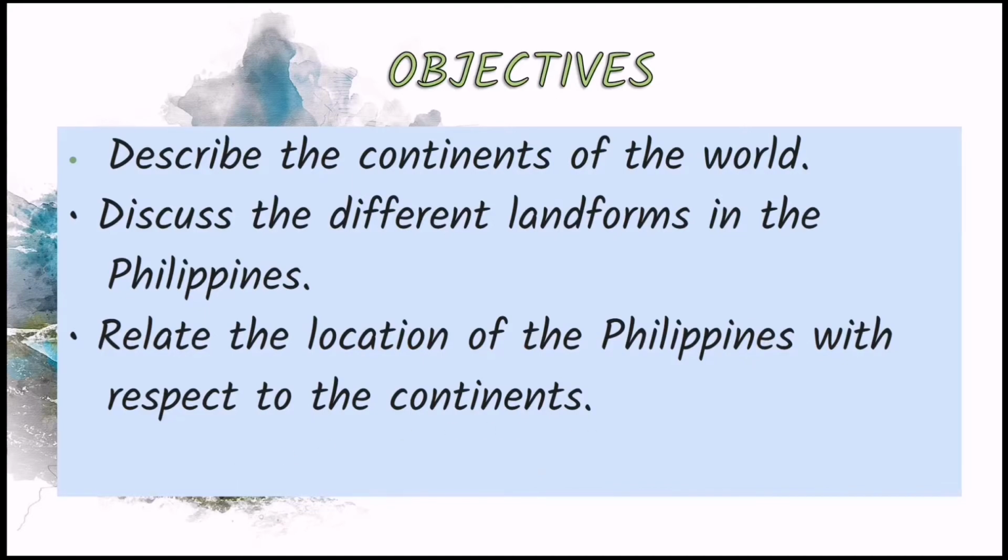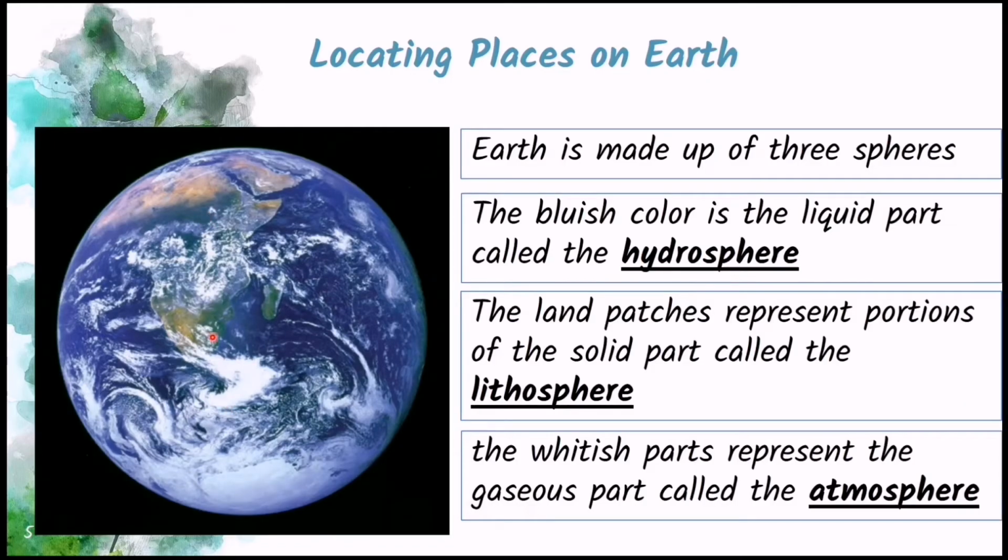This picture shows the Earth, okay? It was photographed in outer space. So, it shows here that Earth is made up of 3 spheres. The bluish color here, look at here, is the liquid part called the hydrosphere. So, kanang mga water, liquid part of the earth is called the hydrosphere.